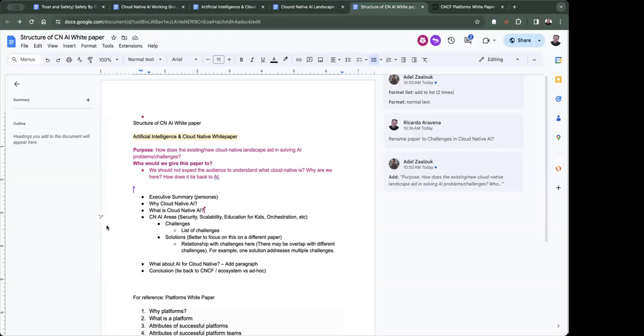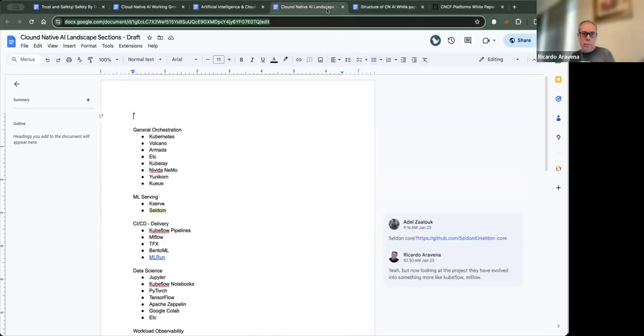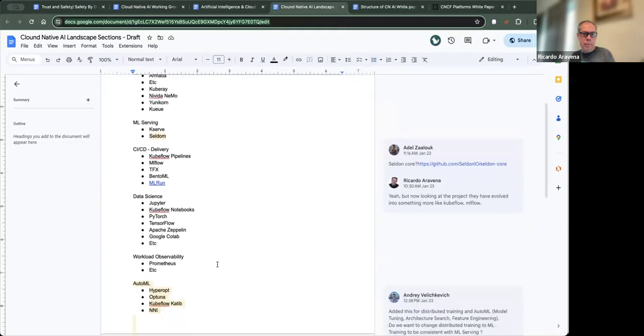Ricardo, not to pivot, I know we only got a few minutes, but just a quick question to link into other papers. Do you think there's any chance the AI landscape could be done for KubeCon? Maybe we can talk about the next item.